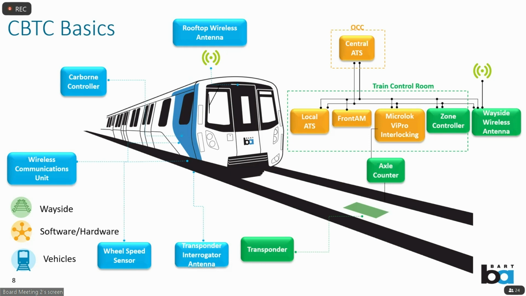The antennas use radio communications that enables trains to detect their position from each other and from locations along the trackway.